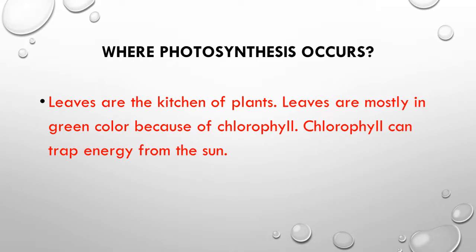So where does photosynthesis occur? Leaves are the kitchen of plants. Leaves are mostly green in color because of chlorophyll. Chlorophyll can trap energy from the sun. So children, you may know about the kitchen. The kitchen is where we prepare food. Mostly our mama prepares food. That same thing is there in plants also. So leaves are the kitchen of plants, where they prepare food.